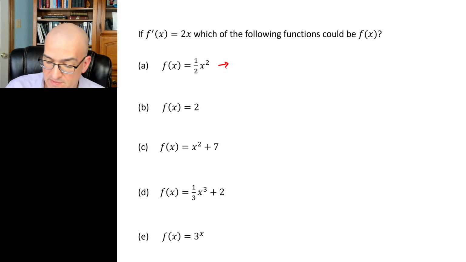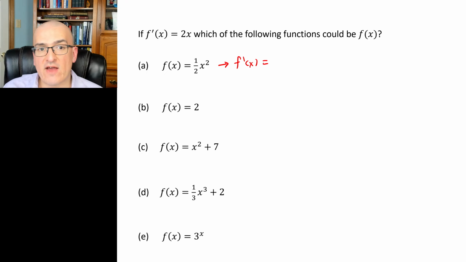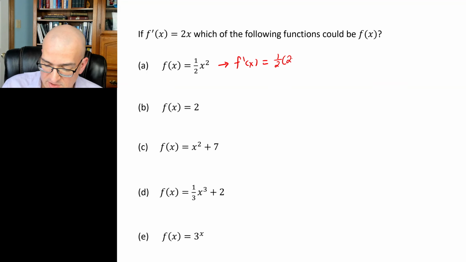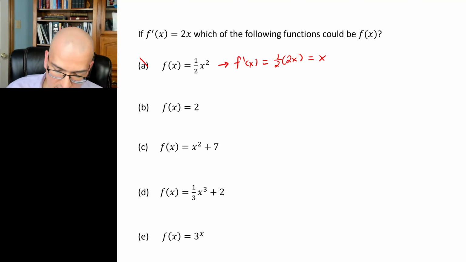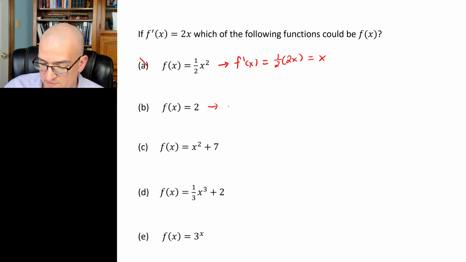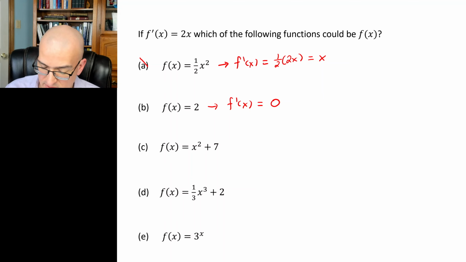So if I take the derivative of the first one, I have 1/2 multiplied by the derivative of x squared, so 1/2 multiplied by 2x. The 2's cancel and I get 1 times x. So it's not A. I'll try the next one. I take the derivative of 2, f prime of x is 0. 2 is a constant, its derivative is 0, so that's not it either. Remember, the goal is to get to 2x.